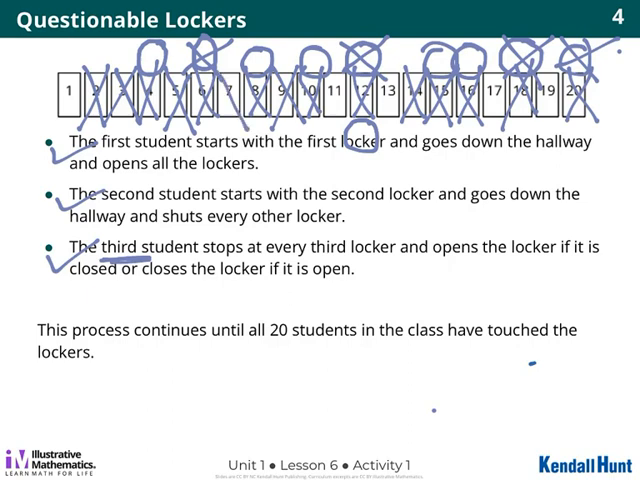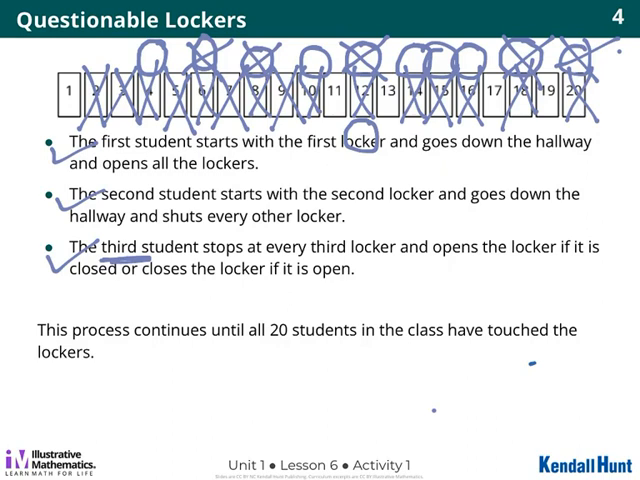Then I'm going to go to 7, right? 7 I close. So I'm counting by 7. So 7, 14. 14's closed, so I'm going to open. And then are there any more multiples of 7? No. Then I go to 8. 8 is open, so I need to.